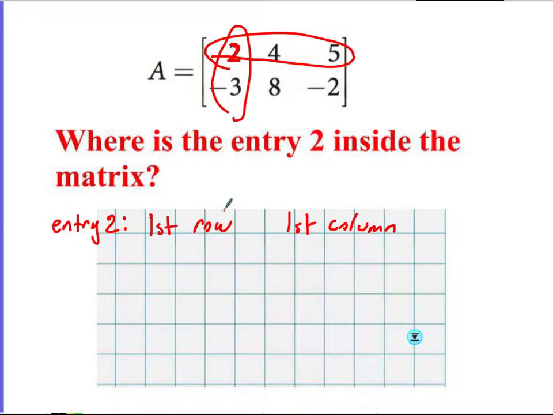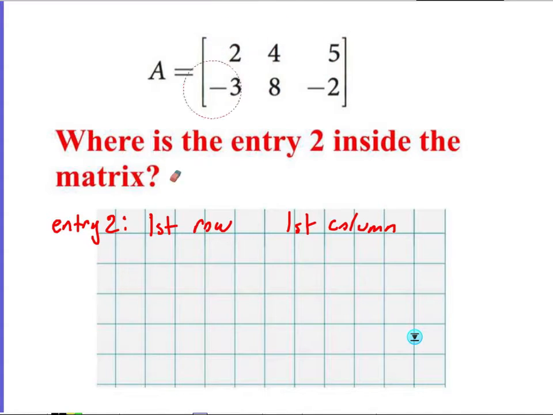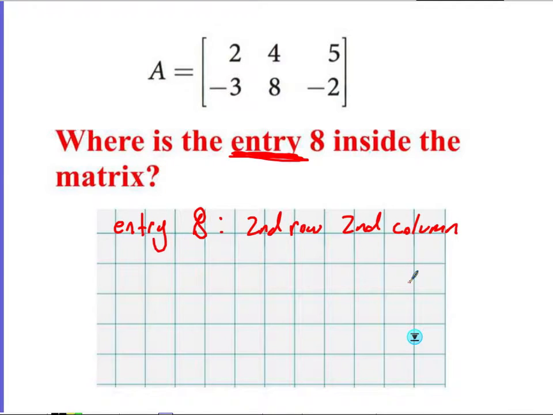Okay, so we found the address of entry 8 and the address of entry 2. What if I were to ask you, okay, tell me where entry number 4 is going to be at, and 5, and -3, and -2. If we write this out, we're going to have a long list of addresses. And so there has to be an easier way of writing the address. Well, there actually is.